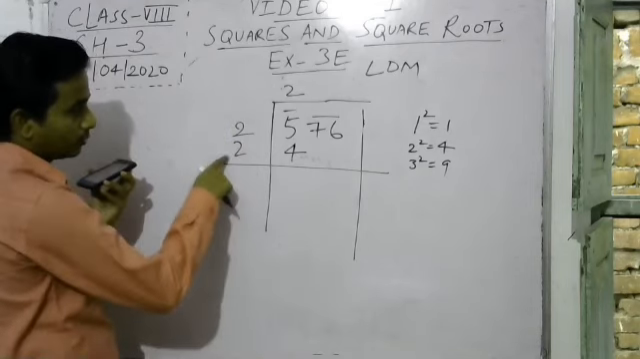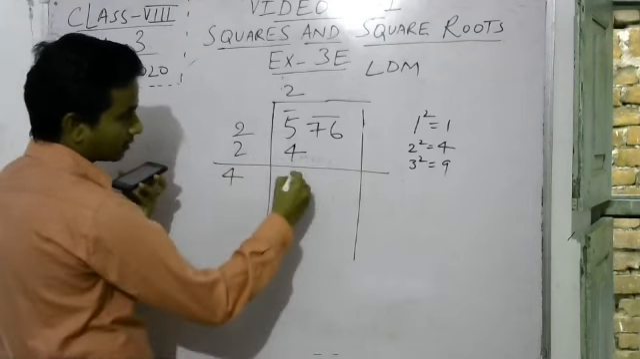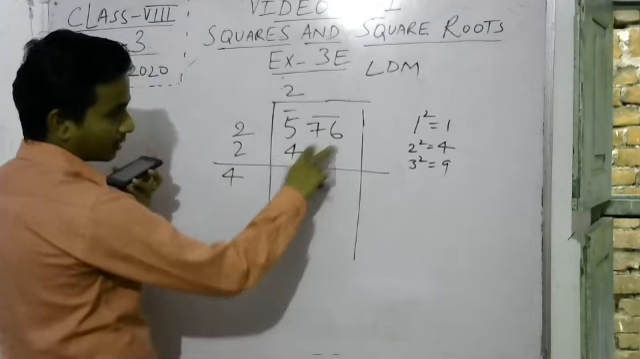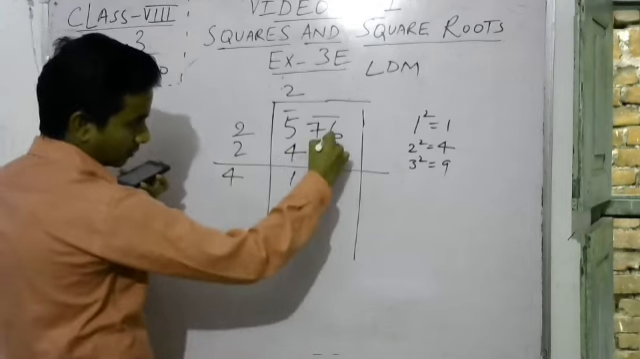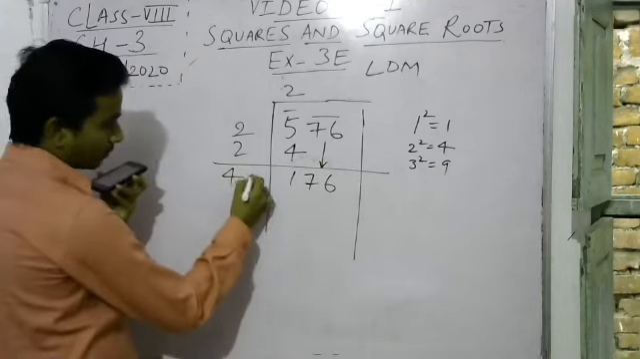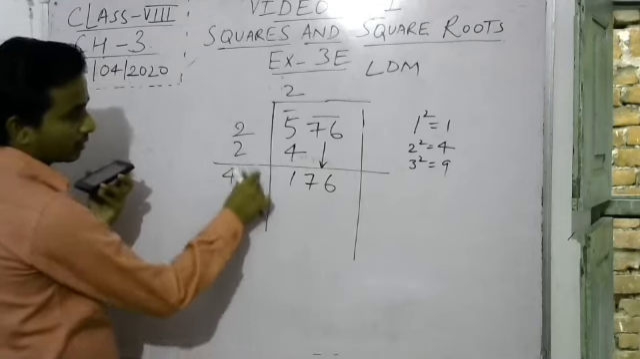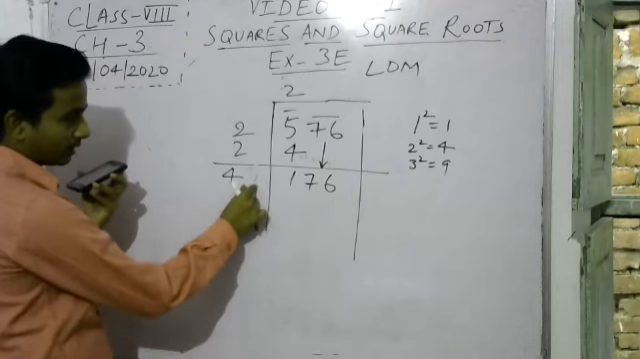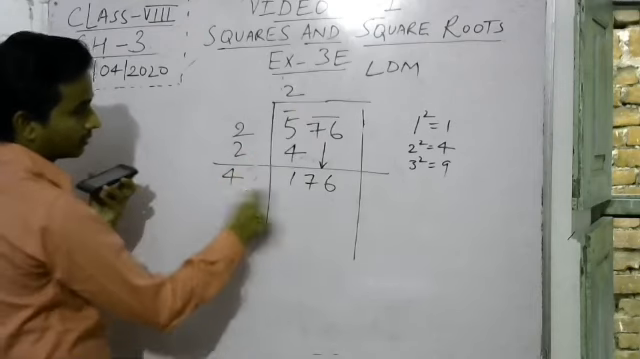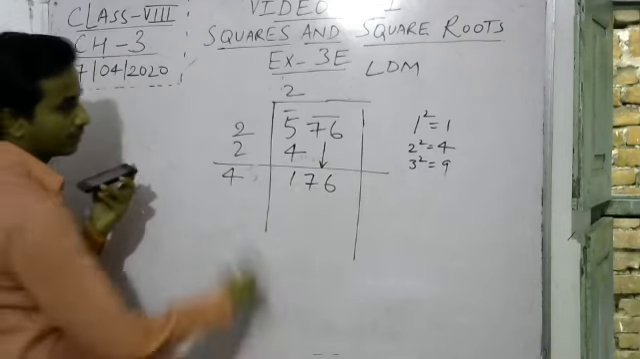Now add these two together. So 2 plus 2 is 4, and subtract it. 5 minus 4 is 1. And now from the next pair, both the digits will come down. So 176 will be here. Now we have to find by what digit we should multiply this number so that we get a number which is just less than or equal to 176. So let's try.